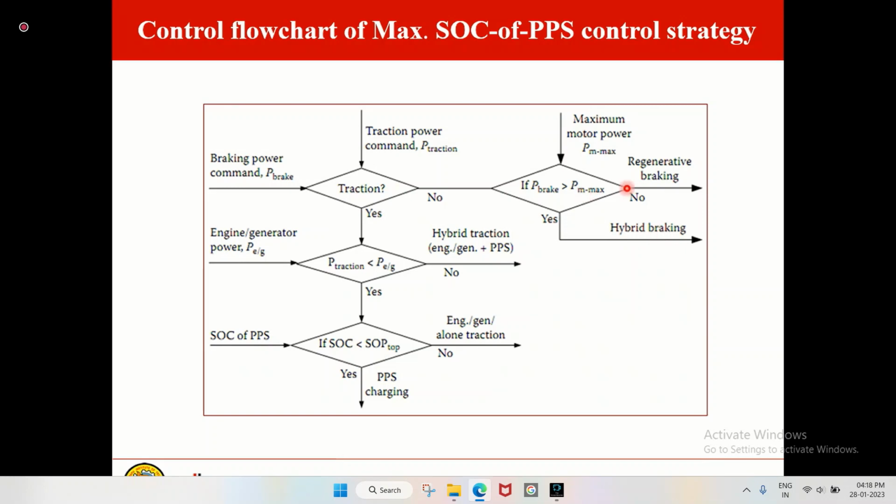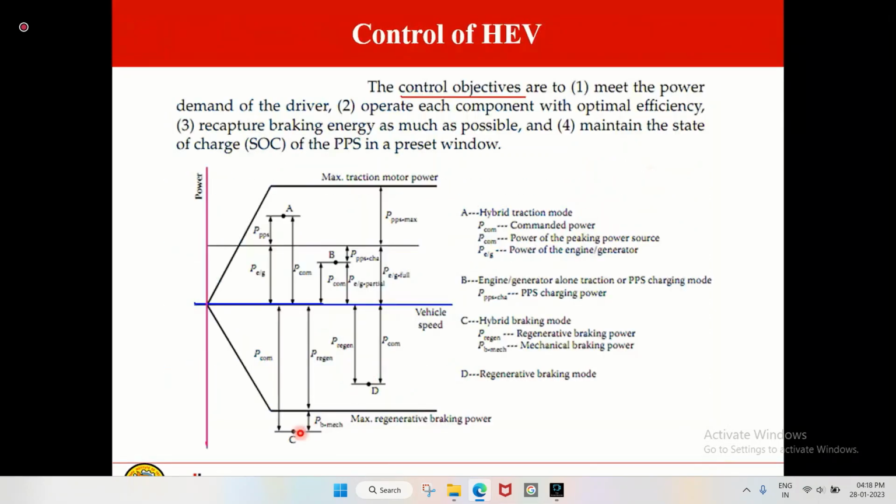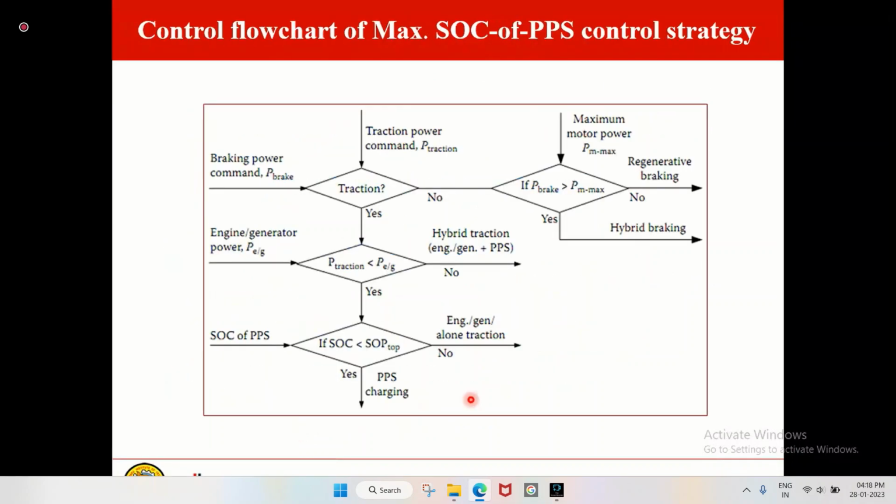But if this is not the case, that is, the motor power is more as compared to the commanded power, we can simply rely on regenerative braking. This one, the no regenerative braking, is point D, while here we are talking about point C. This flow is representing point C and this flow is representing point D, right? So this is how the typical control strategy will work. This is just an example that I have come up with, the max SOC of PPS control strategy.